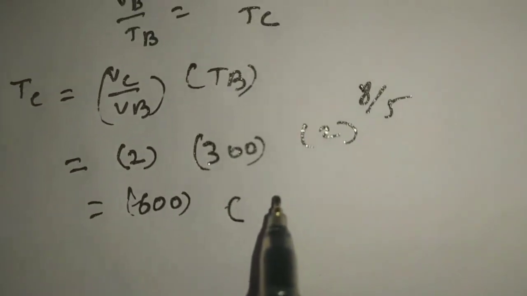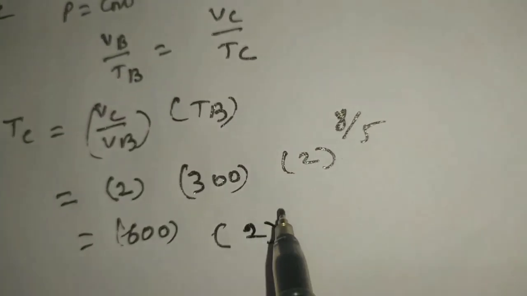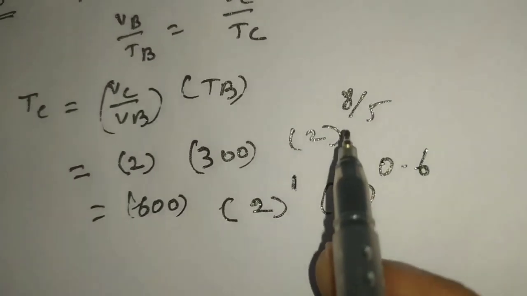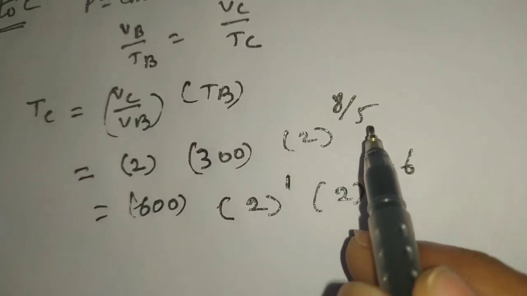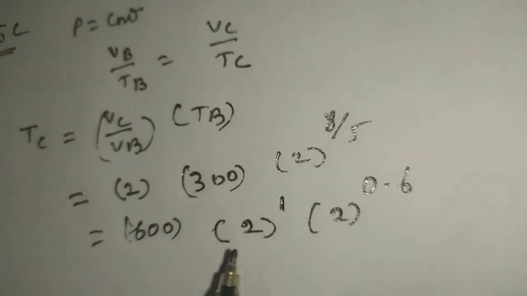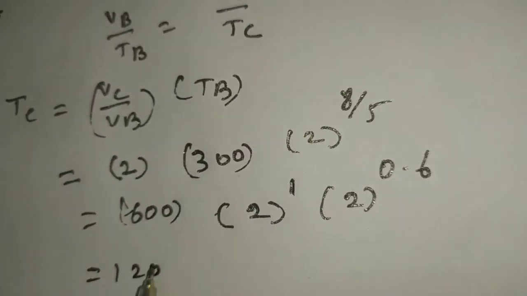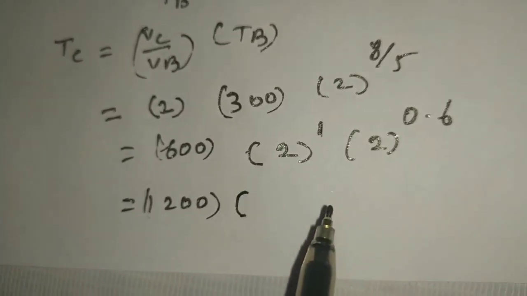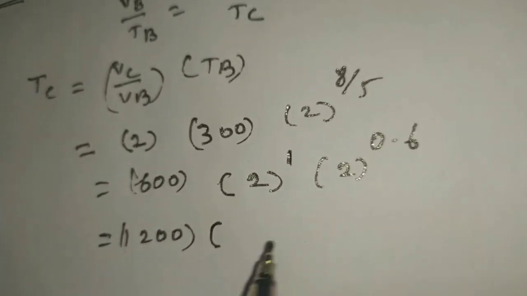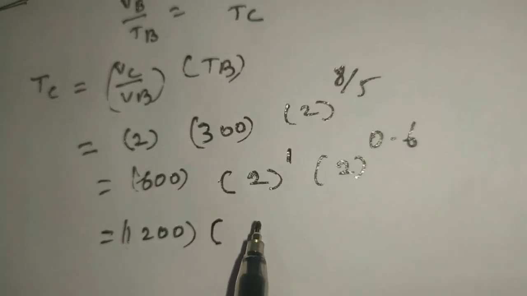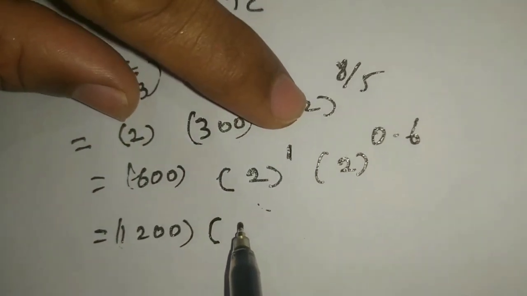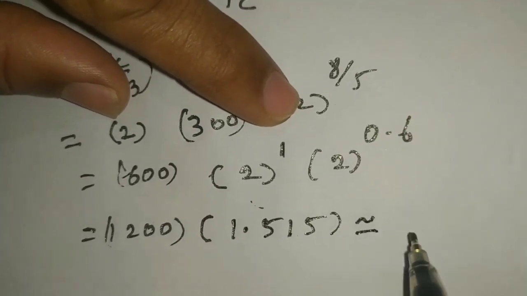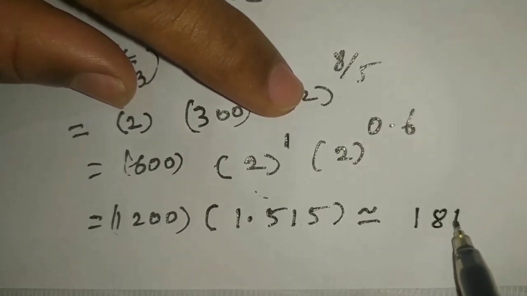That is 2 to the power of 1.6, that is 2 power 1 into 2 to the power of 0.6. I repeat, 2 to the power of 8 by 5 means 1.6, 2 power 1 into 2 power 0.6, that is 1200 into 2 power 0.6. Here we know 2 power 0.5 is the square root of 2, 1.414. Similarly, 2 power 0.6 is 1.515. So, this is nearly equal to 1818 Kelvin.